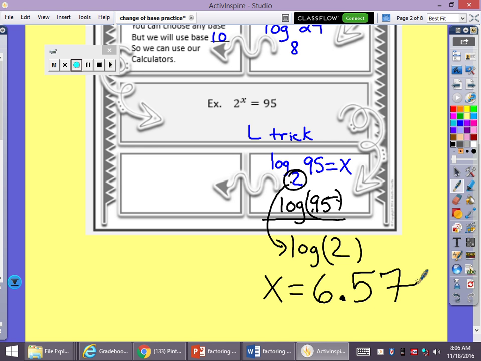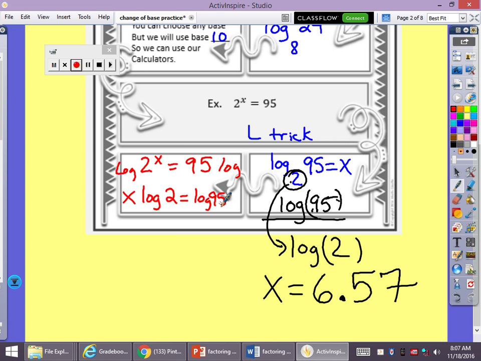Now, another way to do it is the following. Okay? So, we have 2 to the x equals 95, okay? So, I'm going to log both sides. When I log both sides, I get x times the log of 2 equals log 95, right? They both work.